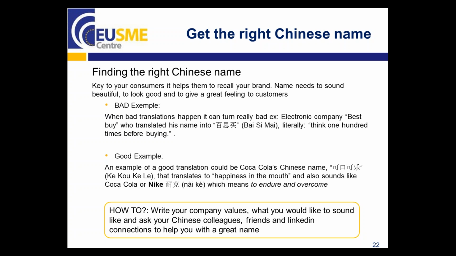Coca-Cola, the character looked good, and the phonetic sensation is good as well. You say Coca-Cola, which translates in happiness to the mouth. So it has a meaning. It's nice to hear. It's nice to look at. This is a complete good example. Nike is also a good one, Nike, which means endure and overcome, which are positive values. So these are 2 very good examples of how you can create a successful Chinese name for your brand. How to do that?